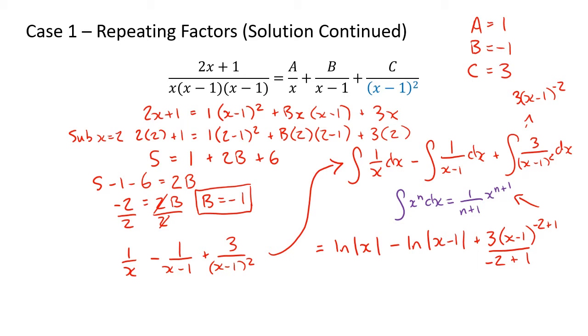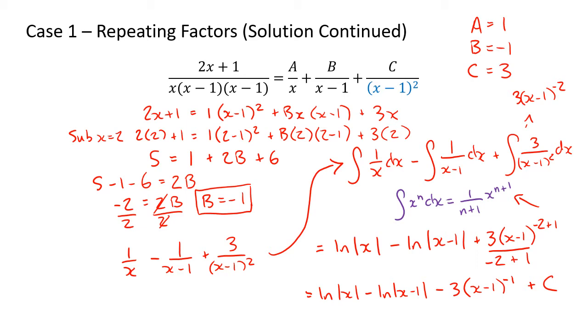So if we sum that up, we get the ln of |x|, again the absolute value, minus the ln of |x minus 1|. And then here we have 3 divided by negative 2 plus 1. Negative 2 plus 1 is negative 1. So that leaves us with minus 3 times (x minus 1) to the exponent negative 2 plus 1, which is negative 1. Okay? And that is plus a constant.